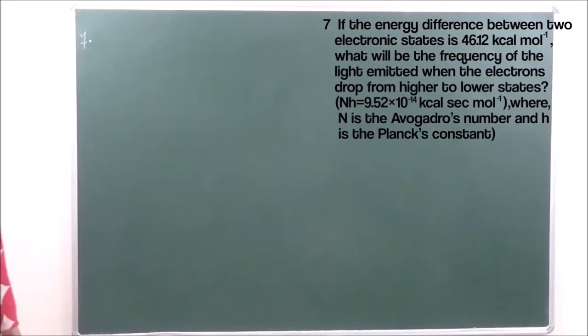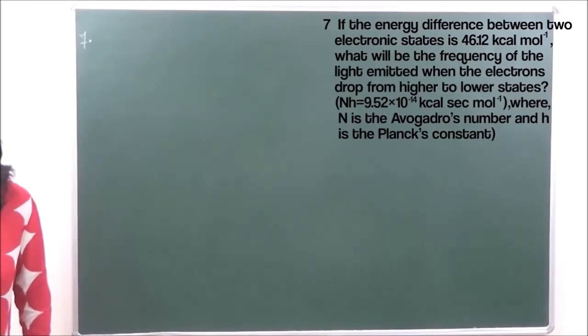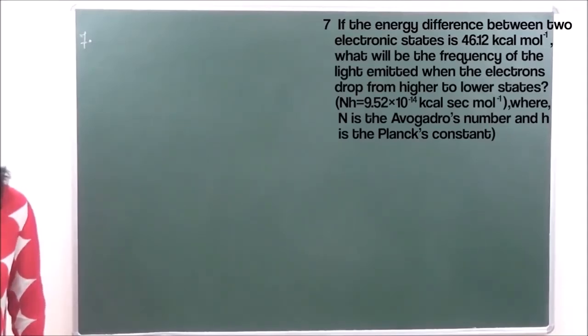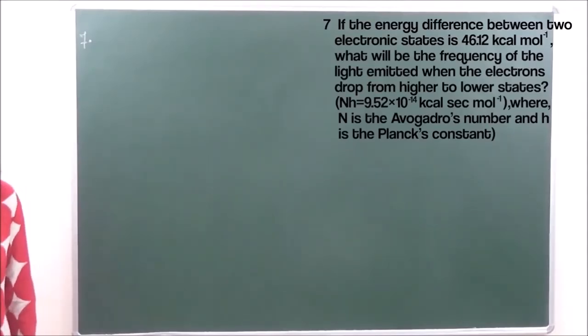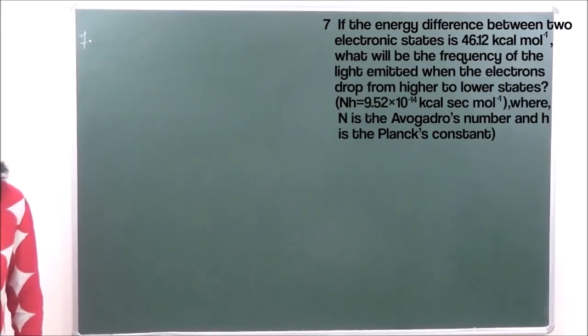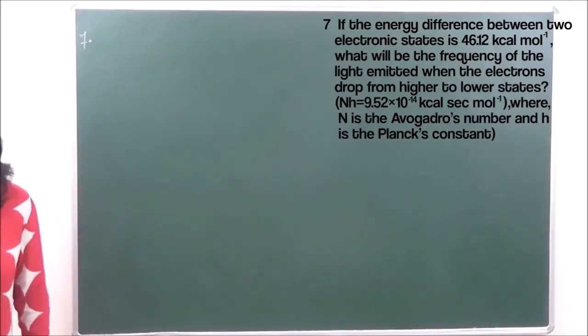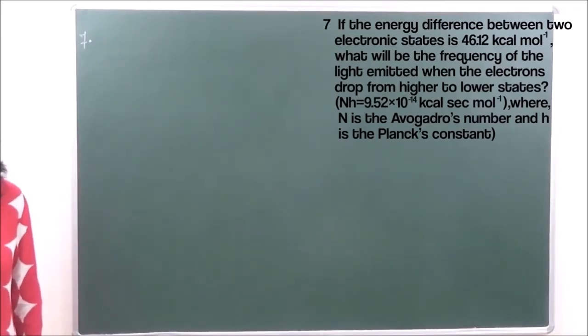Question number 7. If the energy difference between two electronic states is 46.12, what will be the frequency of light emitted when the electrons drop from higher to lower states? They have given us the value NH is equal to 9.52 into 10 raised to the power minus 14 kilocalories second per mole, where N is the Avogadro's number and H is the Planck's constant.